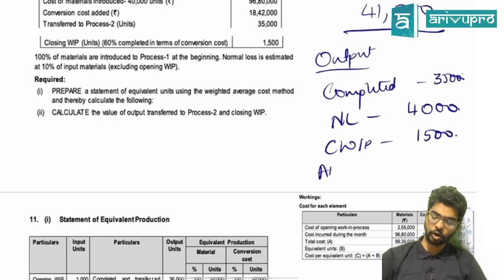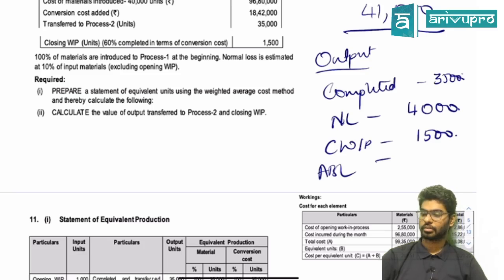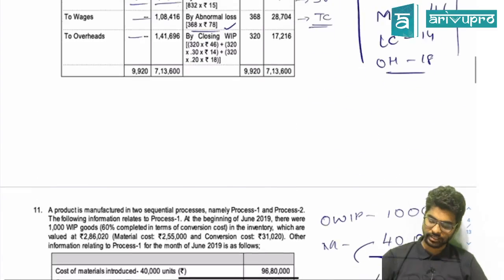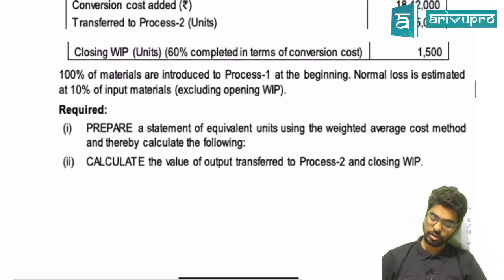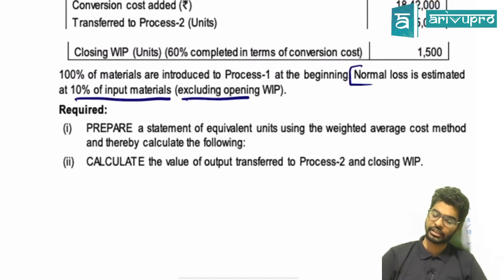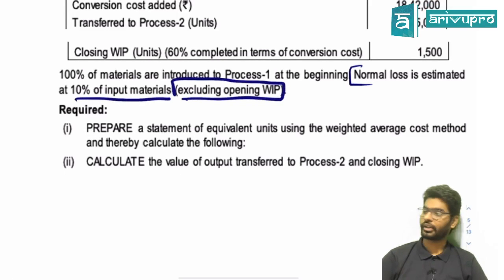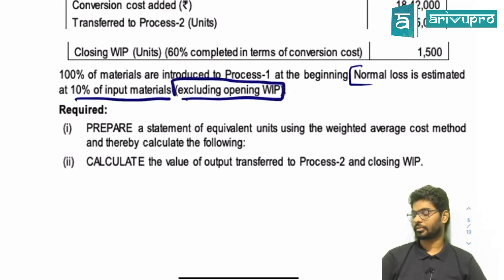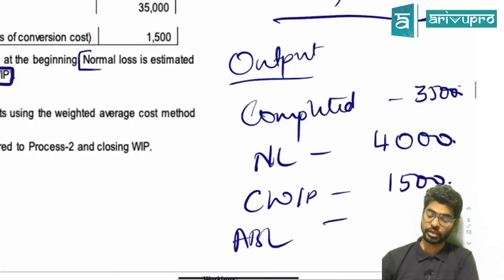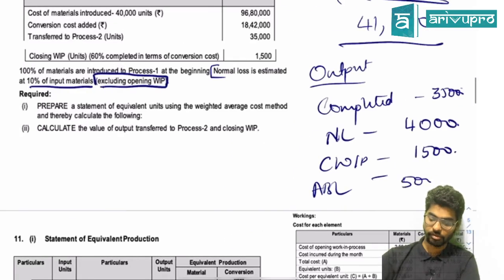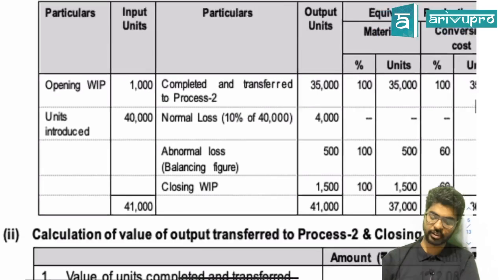So what is my abnormal loss then? Sudharani, see the question. Normal loss is estimated as 10% of the input material excluding opening WIP. Are you clear? So what is my abnormal loss? 500.